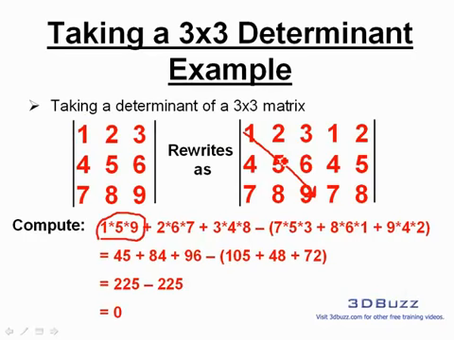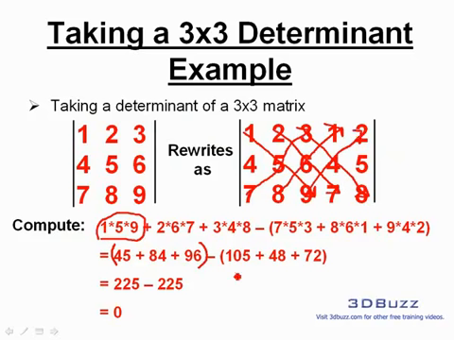Right. And I take the next diagonal, 2 times 6 times 7. And that's 84 if you look at the bottom of the slide. And I do it again for 3 times 4 times 8. So that ends up being 225 if you add these 3 components. Then, if you go the other way, up, 7 times 5 times 3 is 105. 8 times 6 times 1 is 48. 9 times 4 times 2 is 72.